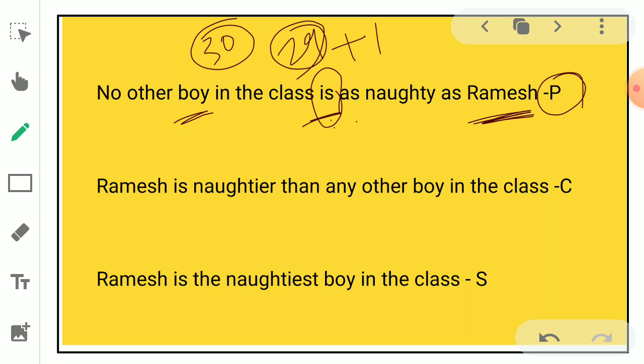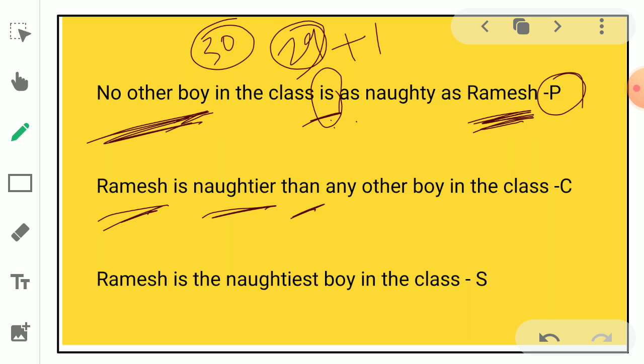Then comparative form. Ramesh, the person who is compared. Ramesh is naughtier than. Here we didn't write most, where we have written very few in the first sentence. So it is totally changed in the positive form also. It begins from no other boy. But in the earlier part we have very few boys.